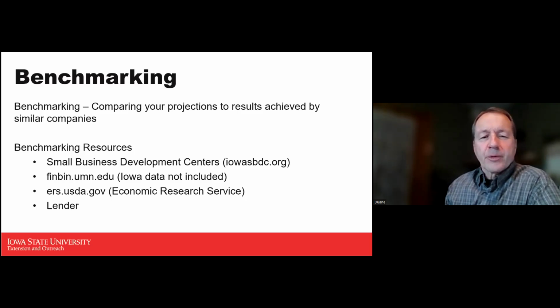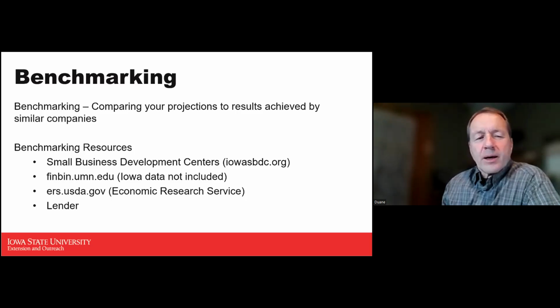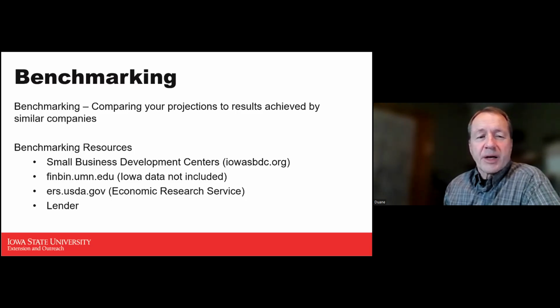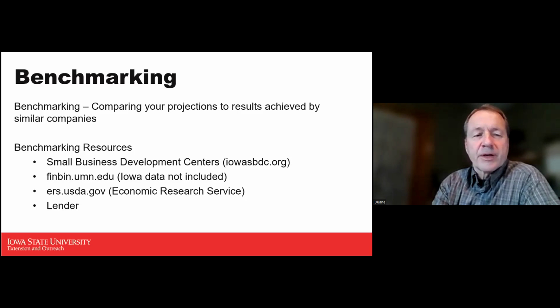And then there's the Economic Research Service for the USDA. They have some benchmarking data. It's a little more digging involved there. You kind of find your way through their website. And lastly, probably the easiest way to get benchmarking data might be your lender. So I would consider asking your lender. Many of those do also have BizMiner as well, as I understand it.